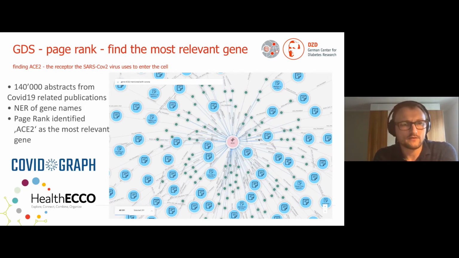In March 2020, so roughly a year ago, we collected 140,000 abstracts from COVID-19 related publications, and we did the same exercise, named entity recognition on gene names. And then we ran a PageRank algorithm, which is already included in Neo4j, and we could identify ACE2 as the most relevant gene that is mentioned in all these 140,000 abstracts. And that was possible within, I think the query lasted for 4 seconds. And we could identify here this gene as the most relevant one, which is the surface protein that you might know from the mRNA vaccines.